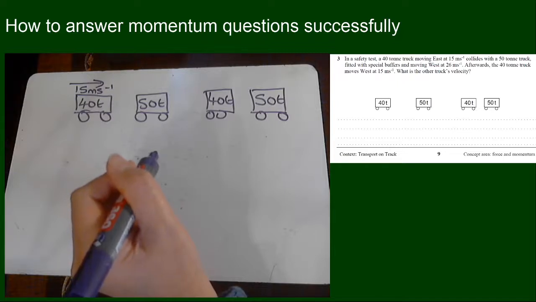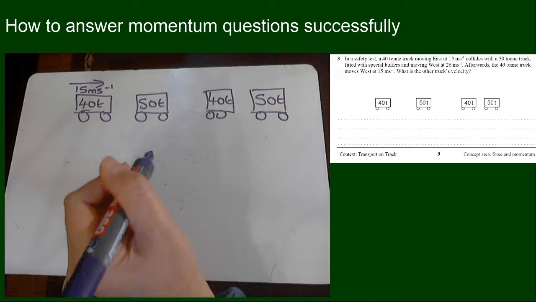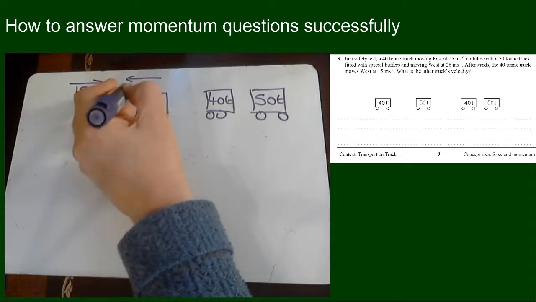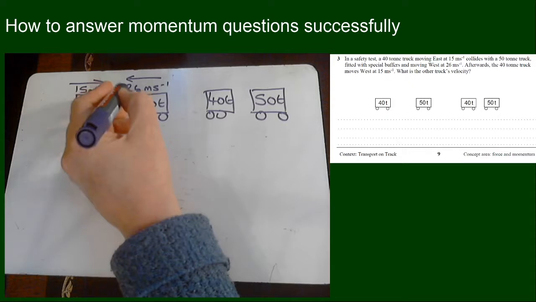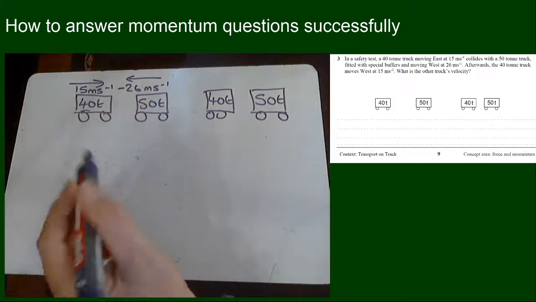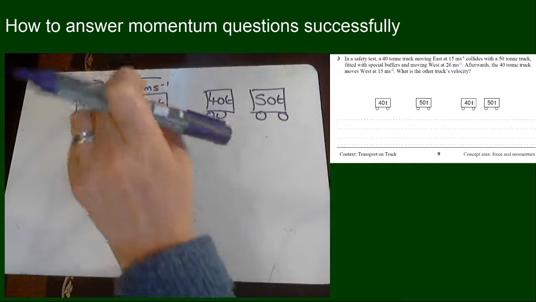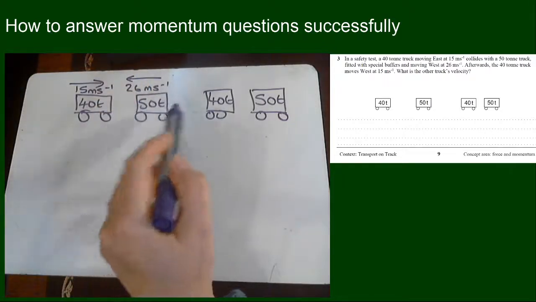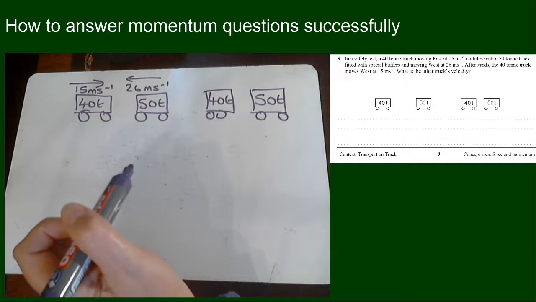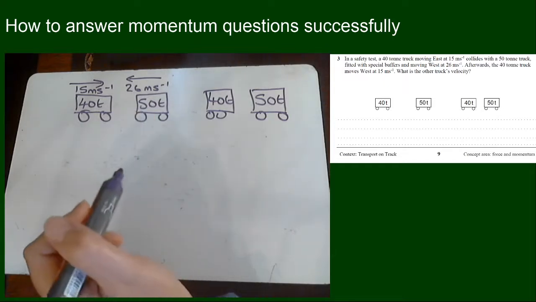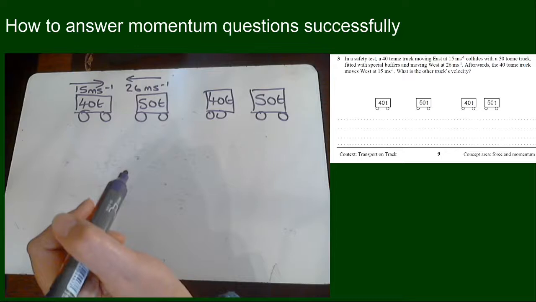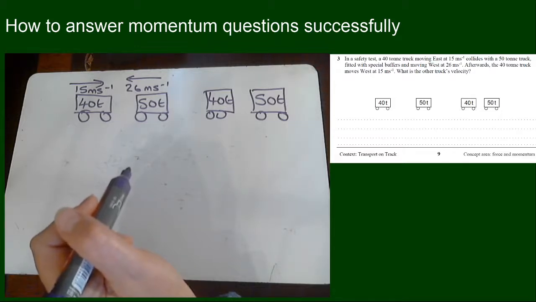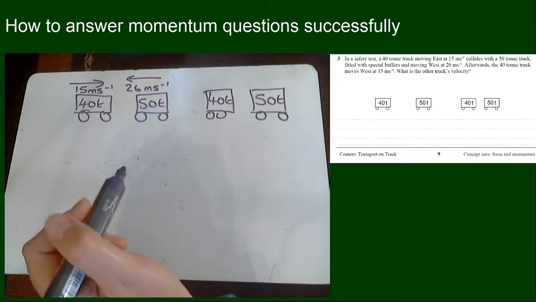It says the 50-ton truck is moving west at a speed of 26 meters per second. That is now a negative value, and that negative value is what we're going to use in our mathematics. For the diagram, we're just going to use the arrow to show that it's going westwards. It doesn't matter what you choose as being your negative and positive direction, as long as you are consistent. Have it fixed into your mind what you're going to choose.